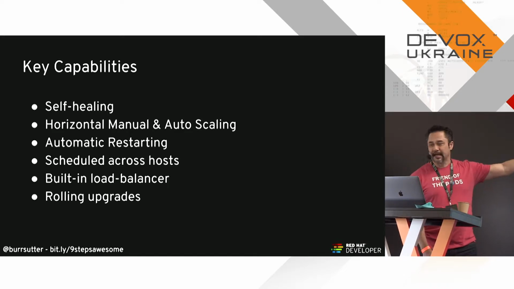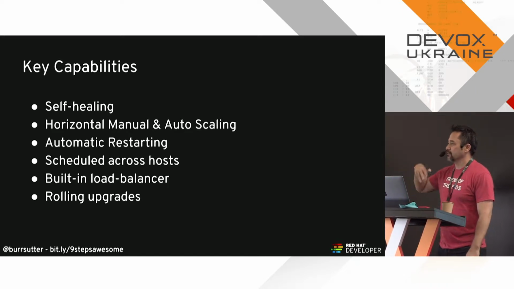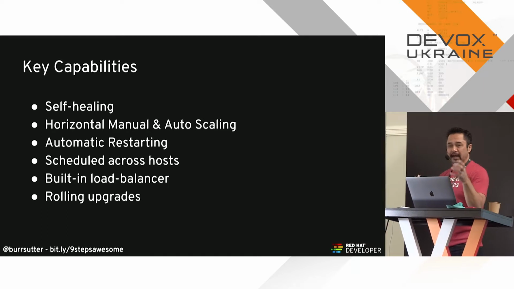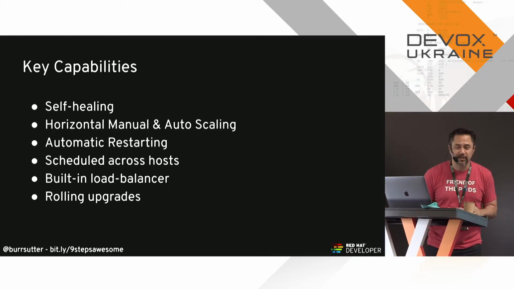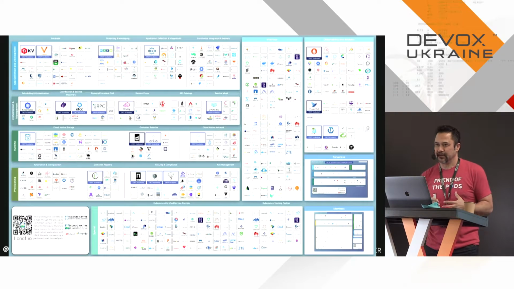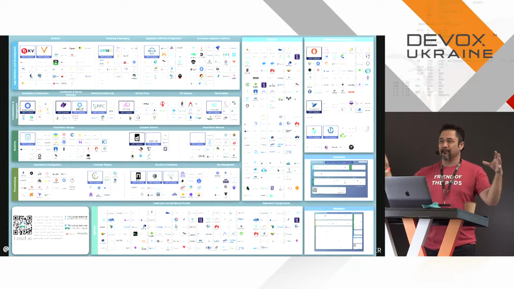Okay, so some key capabilities: self-healing, horizontal manual scaling or auto-scaling, and automatic restarting, killing your zombies that are walking around. It schedules across numerous hosts. You might have 1,000 computers in your cluster. You'll see some of my clusters are rather small, some rather big, but you can have many different nodes and build one big virtual computer.